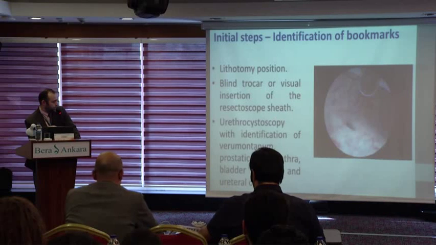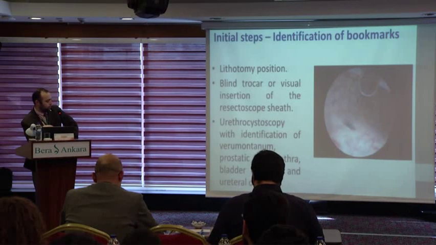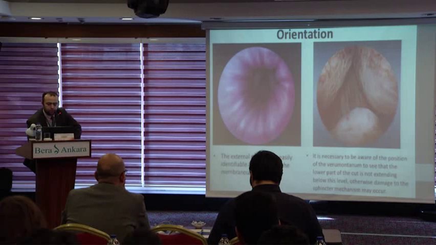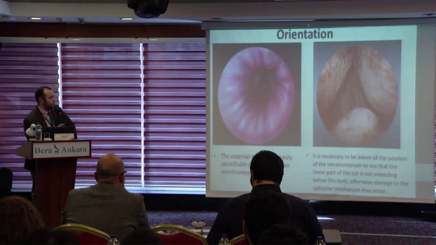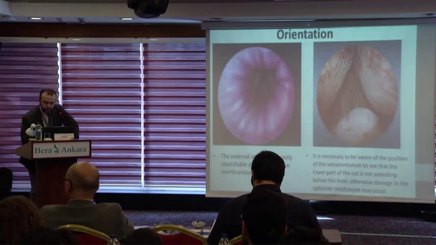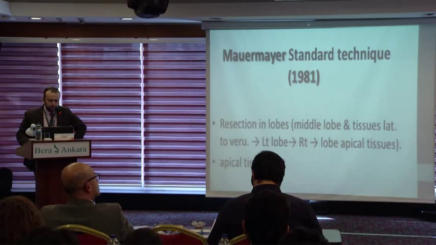Retrocystoscopy with identification of the veromontanum is done before surgery. We endoscopically examine the prostatic urethra, bladder neck, and urethral orifices before performing this surgery. Orientation is one of the most important points of the surgery. The external sphincter is easily identifiable at the level of the membranous urethra, and it is very important not to damage this external sphincter during the surgery. It is also necessary to be aware of the position of the veromontanum.